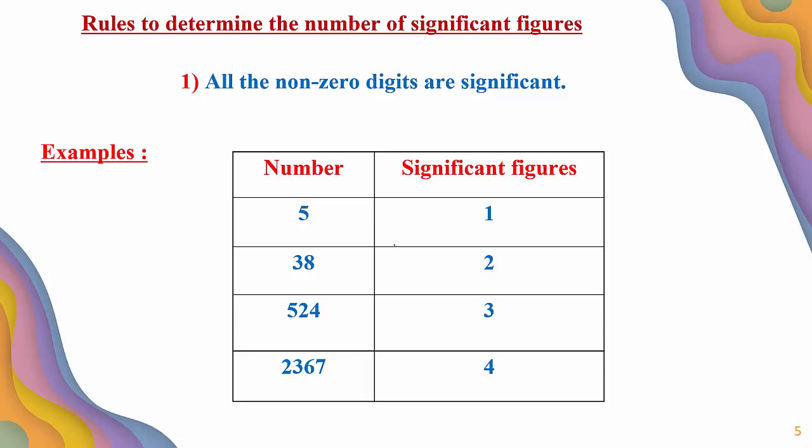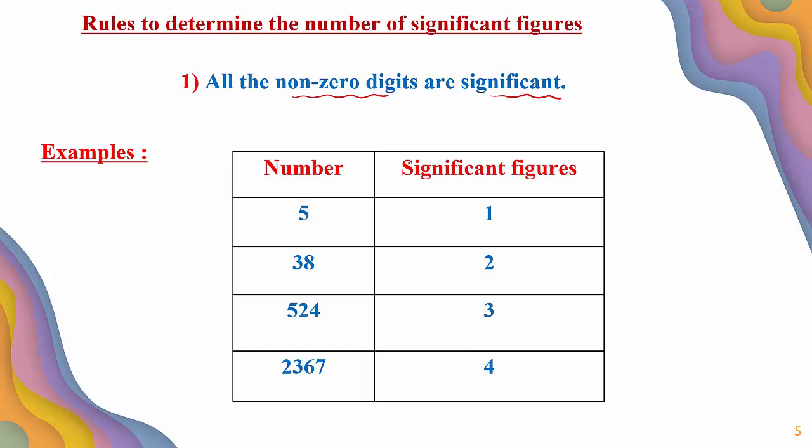Is it clear? Now we can study the rules to determine the number of significant figures. How many significant figures are there in the given measurement? There we have to use some rules. The first rule is: all non-zero digits are significant. Non-zero means what? Other than 0. The number should be like 5, 24, 36, so there should be no zero value. All the non-zero digits are significant.